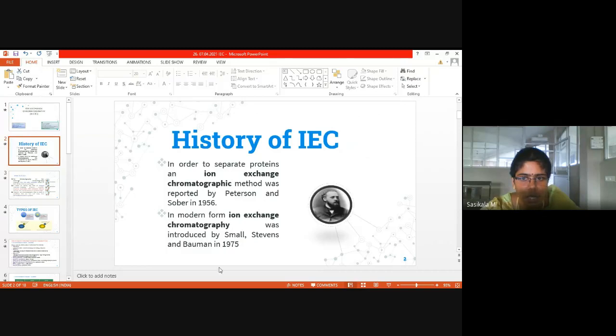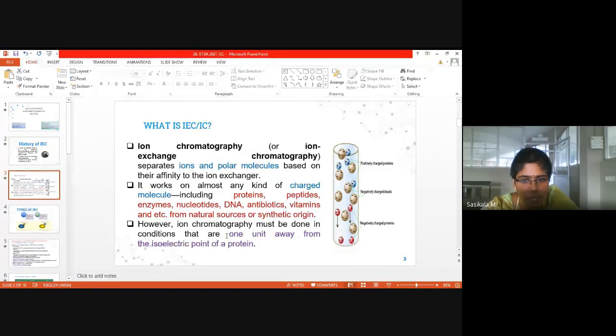This is about the history of ion exchange chromatography. In order to separate proteins, an ion exchange chromatographic method was reported by Peterson and Sober in 1956, and the modern method was introduced by Small, Stevens and Bowman in 1975. Now can you see the third slide, right? Yes, ma'am. Okay. So what is ion exchange chromatography? It is used to separate ions and polar molecules based on their affinity to the ion exchanger.